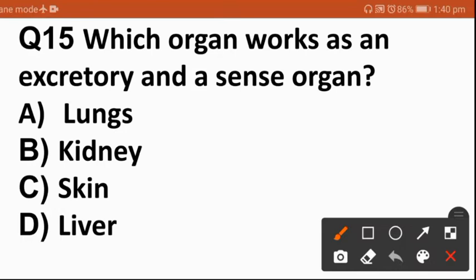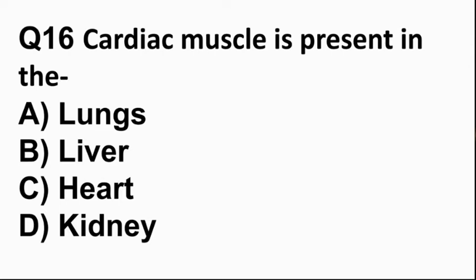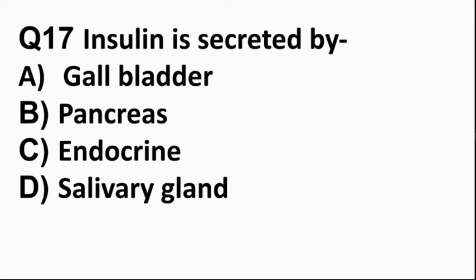Cardiac muscle is present in the C heart. Insulin is secreted by B pancreas.